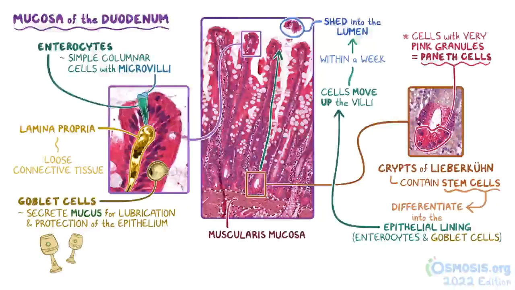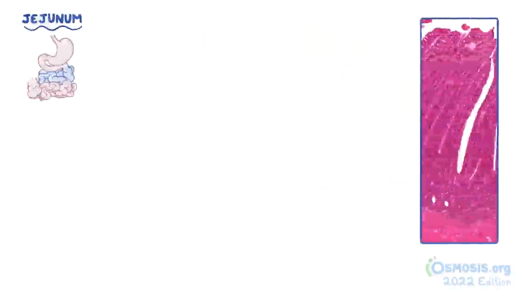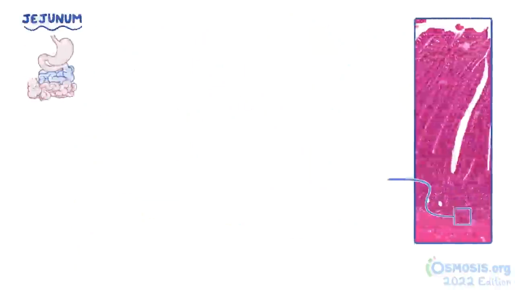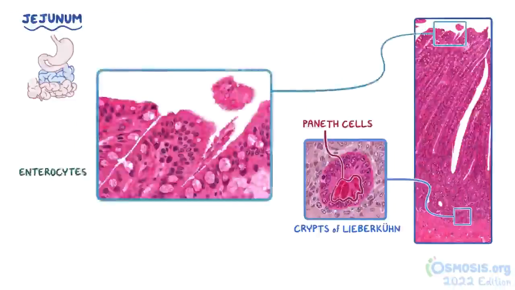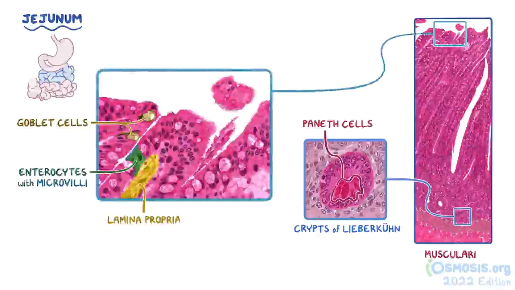If we look at a section of the jejunum, we can see that the mucosa shares the same characteristics we saw in the duodenum's mucosa, including the crypts of Lieberkühn, Paneth cells, enterocytes with their microvilli, goblet cells, lamina propria, muscularis mucosa, and the shedding of the epithelial lining.